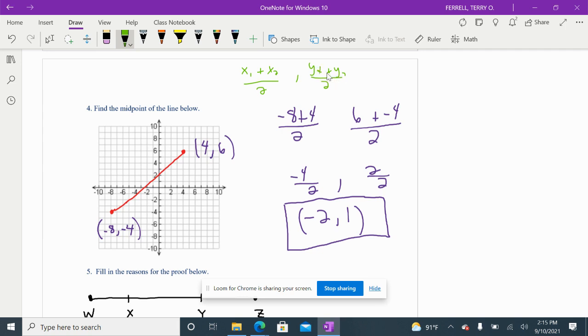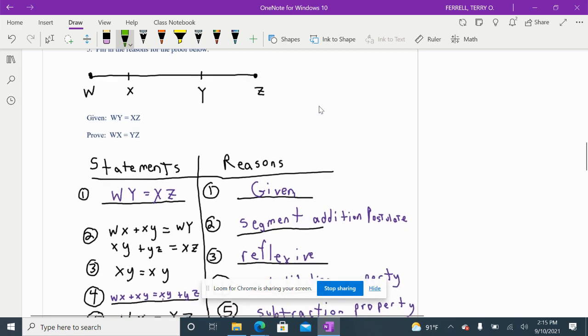And then here, excuse me, that's wrong. So this is y1. That's y2 over 2. So here I added my x values, negative 8 plus 4 divided by 2. And over here I added my y values. And then just do the math, simplify. There you go, bam. Number 5, this is one we did earlier.